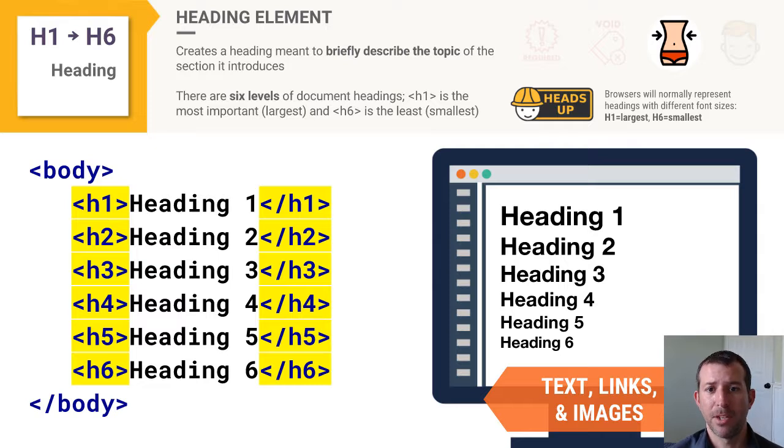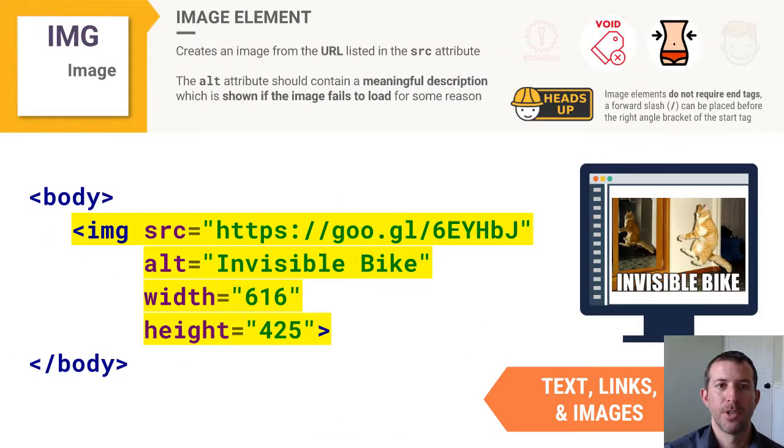H1 is considered to be the largest, and H6 is considered to be the smallest. H2 is slightly smaller than H1, H3 is slightly smaller than H2, and so forth. So when you want to create headings on your page, you use one of these 6 different elements. It requires an opening and closing tag, and you mark up the name of the heading you want on the page.